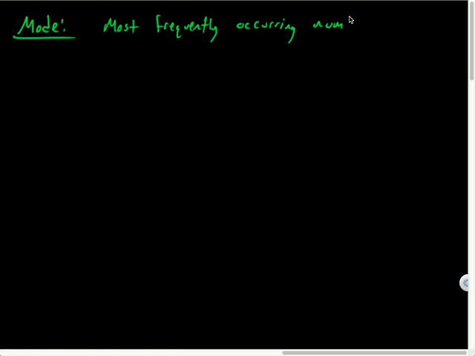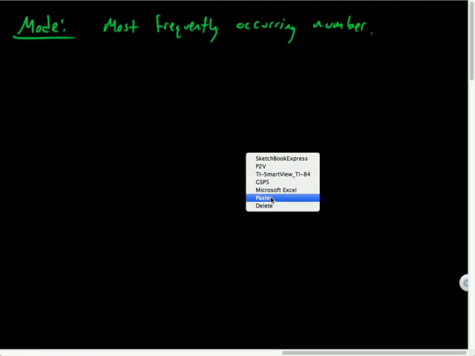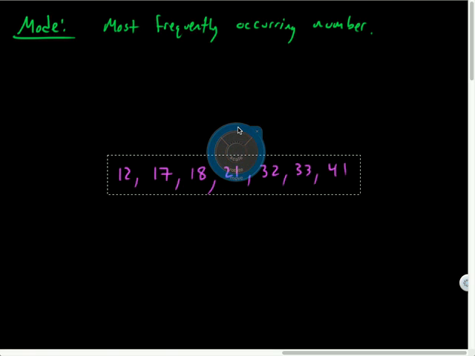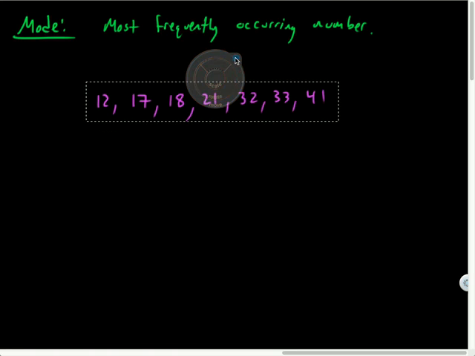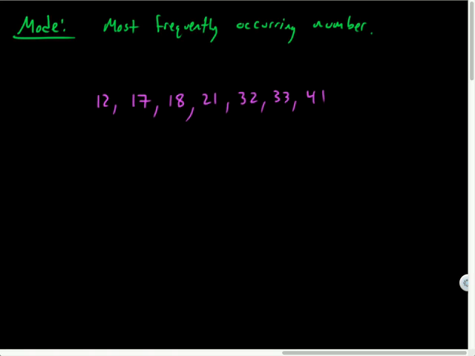Or number. All right, so it's not the largest number, it's just the one that occurred most often. And in our case, there actually is no mode. And actually, no mode can occur a couple different ways. So there's no mode here because all of these were equally likely, right? They all occurred once.